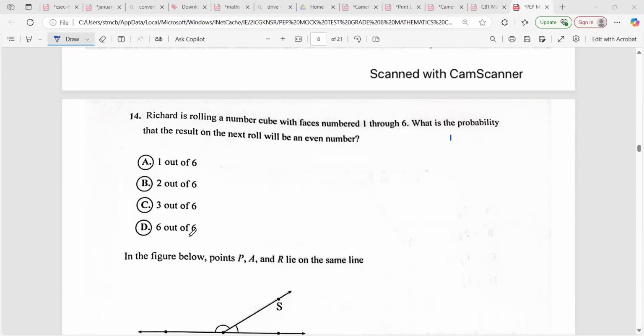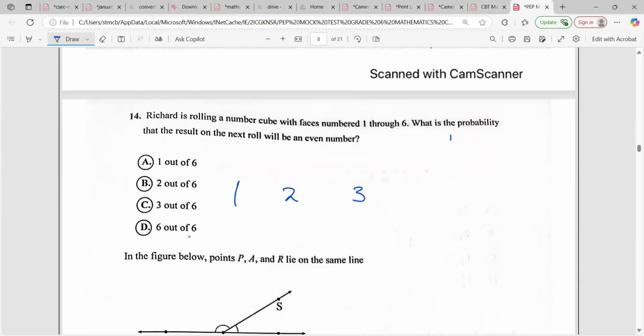All right. So guys, we're going to do this in class. It's going to be so much fun. So all it is saying, right? On the die you have this. Well, a cube. They say a cube. So it's not a die, it's a cube. And they ask what is the probability that the result of the next roll will be an even number.